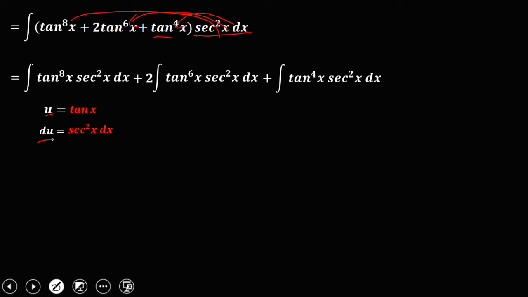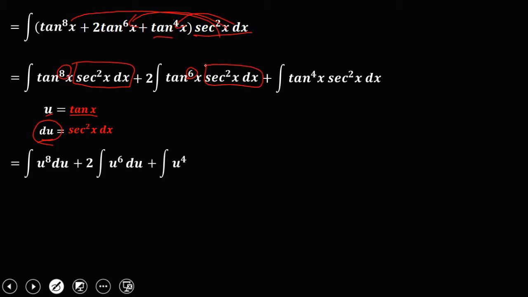Since u is equal to tangent x, and we have this tangent to the power of 8x, therefore we have now the integral of u to the power 8. Then this secant squared x dx is equal to du, so times du. Then plus 2 times the integral of u to the power 6 times du. Then plus the integral of u to the power 4 times du.